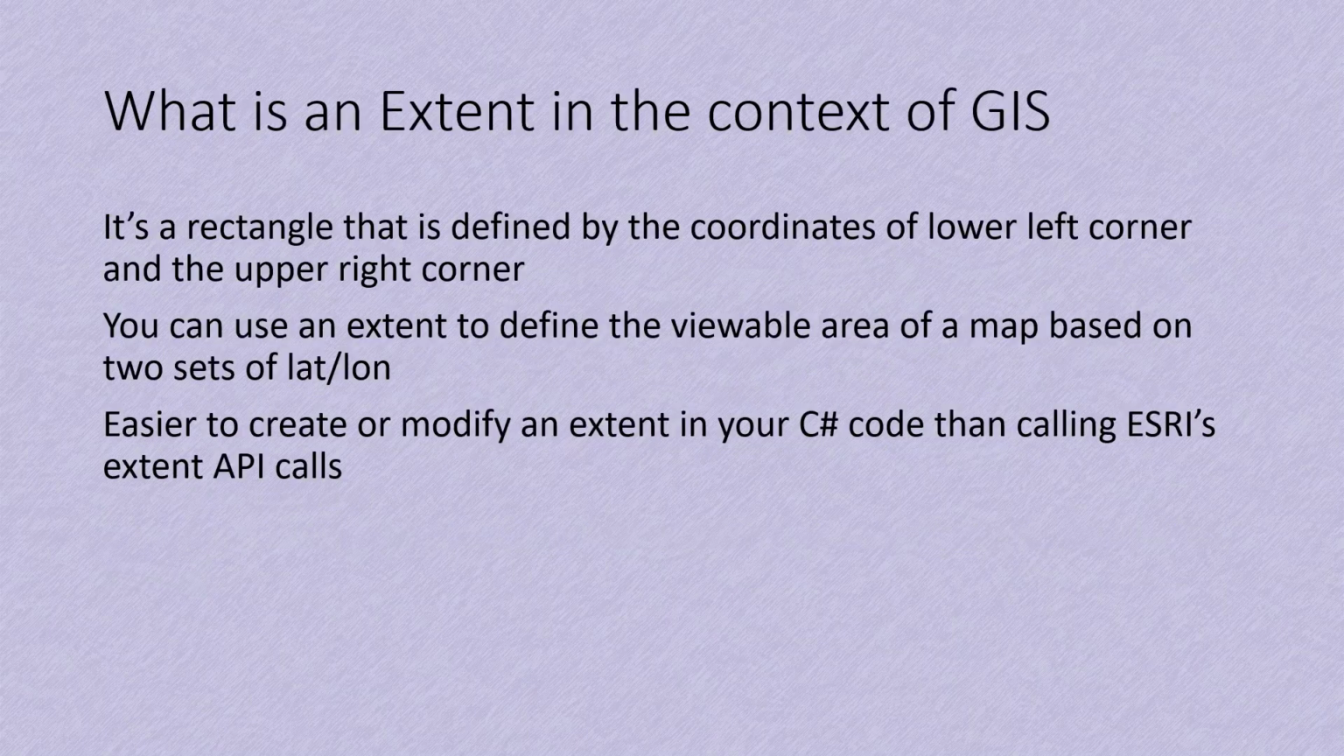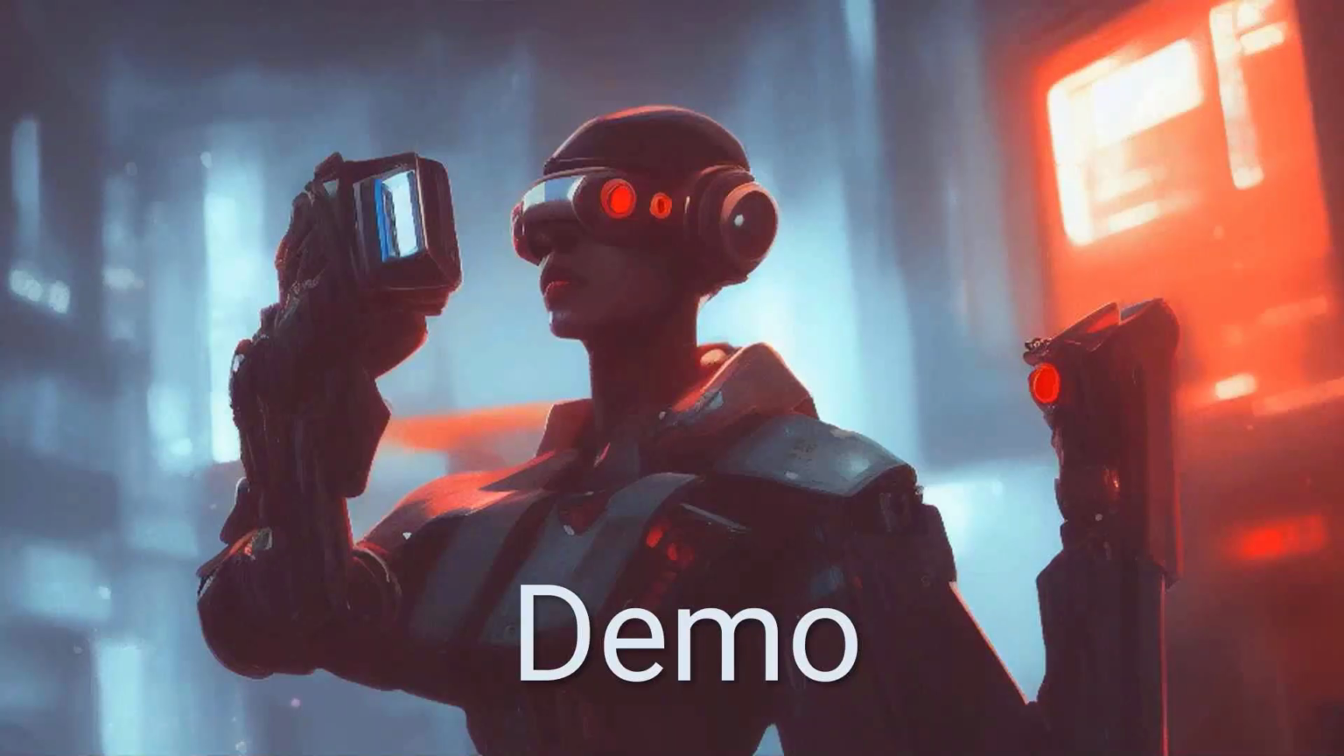And the other thing we're going to be working with is an extent. An extent is a rectangle. That's what you want the map to be zoomed to. So you have the lower left corner and the upper right corner. You would define that with lat and long. And Esri has a JavaScript API call that'll let you manipulate extents. But if you can do it in C# in your code, you're not bouncing back between C# and JavaScript, and it becomes a little more efficient. And I have a little class that we'll look at that works with extents. So at this point, I'm going to jump into my demo. Let me end the slideshow.